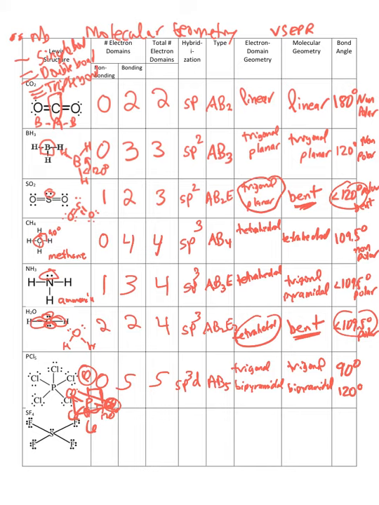The next one, SF4, sulfur tetrafluoride. We've got 1 non-bonding pair of electrons. We've got 4 single bonds. That gives us 4 bonding electron domains, total 5. This 5 is sp3d. But now we have an AB4E type of molecule. If it's 5 electron domains, it's trigonal bipyramidal.